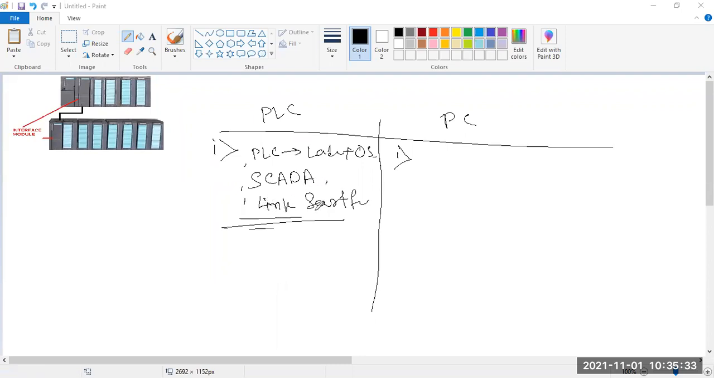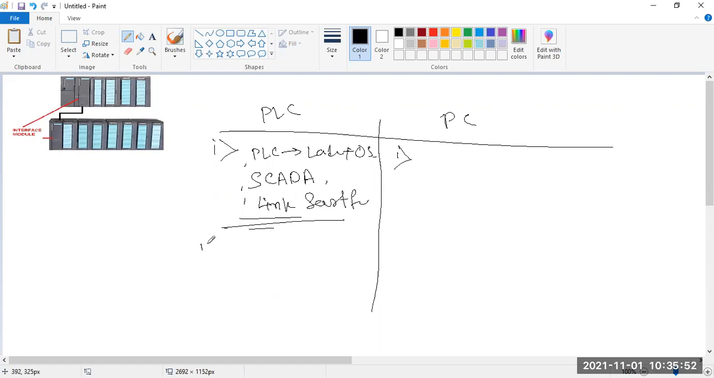And that is the link software required for this PLC and SCADA communication. But for the PC, you have lots of software in your laptop, or your mobile, or your computer.